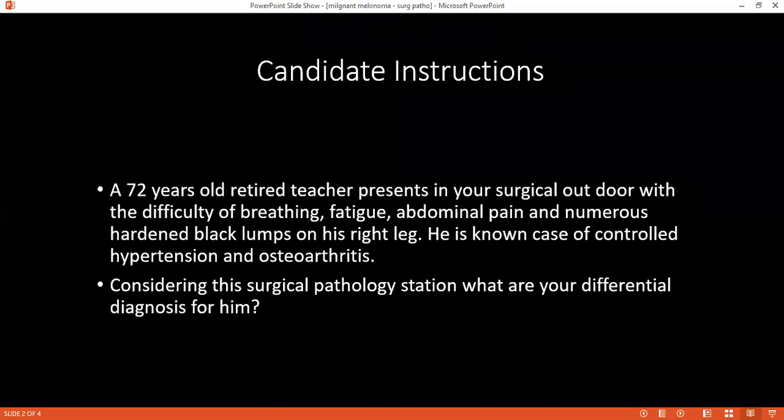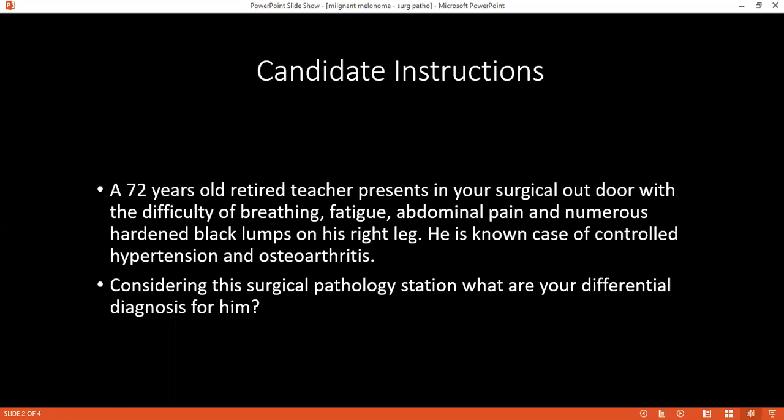Right. So if you have read and understood, considering it a surgical pathology station, kindly tell me what differential diagnoses for this patient you would consider. For this patient, my first differential would be malignant melanoma. I would also consider dysplastic nevus or xeroderma pigmentosum. I would also keep squamous cell carcinoma as a differential.